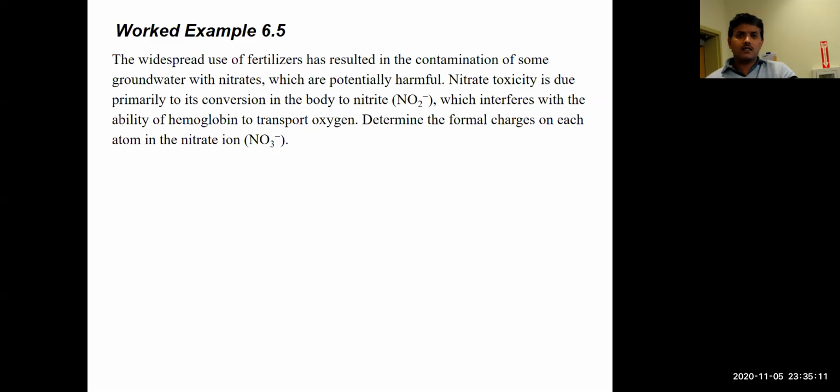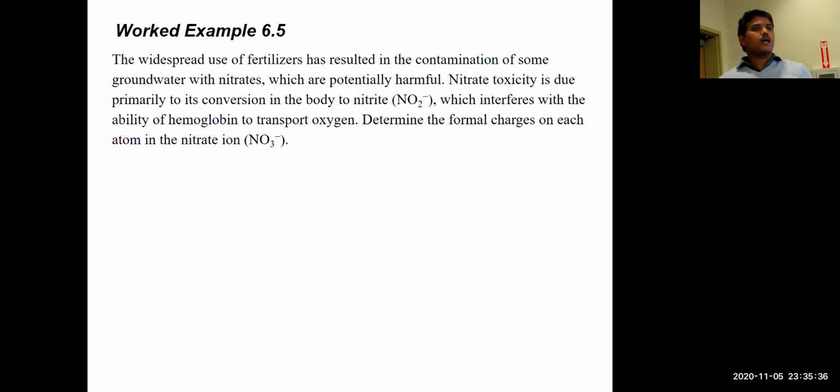That's why, now and then, you see in the news that we are testing nitrate levels in the groundwater in this Umatilla area or some other area, which is the right thing to do. You just want to check those nitrate levels to keep people safe. But now you know why we need to check those nitrate levels. So the question is asking us, determine the formal charges on each atom in the nitrate ion, NO3 minus.